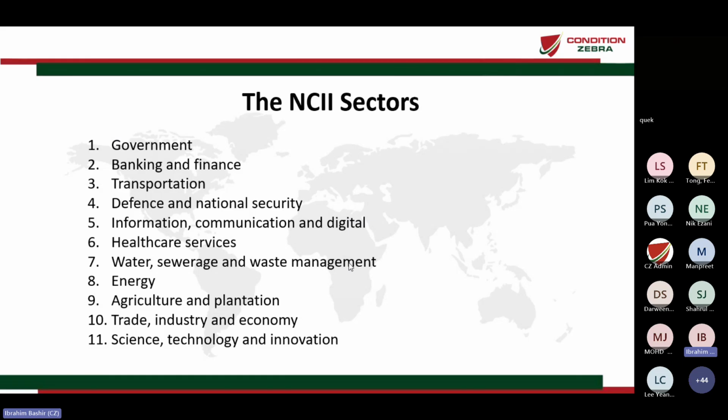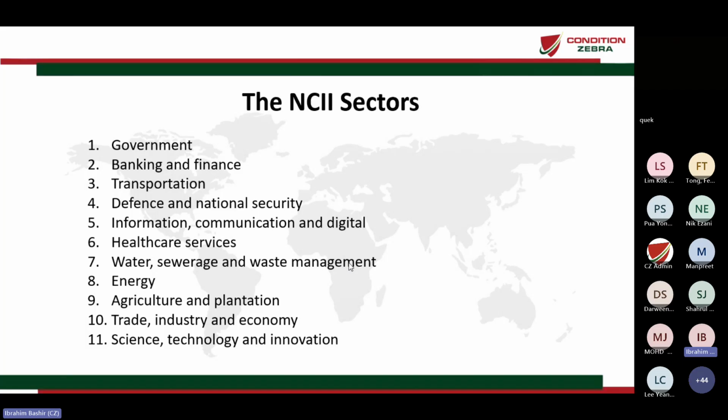So government, of course, number one. Talking about any government institution, whether it's state level or federal level, all the way from the prime minister's level, the prime minister's department, they are all considered as NCII. They are critical. Banking and finance, of course, very critical as well. Transportation, so talking about companies like MRT Corporation, all the railways, airports, all the transportation companies, they are all considered national critical because if any of them got affected, it can bring down a whole section of the country. It's not just affecting only that organization.